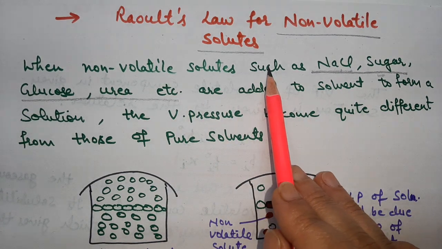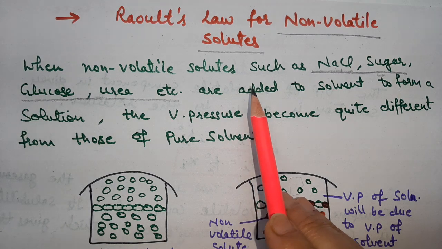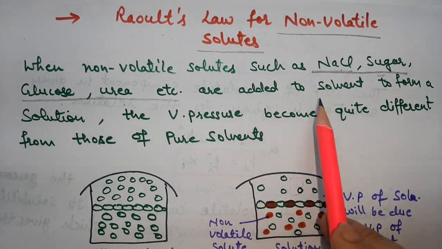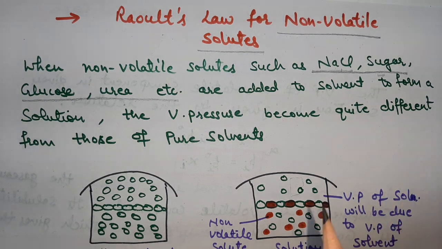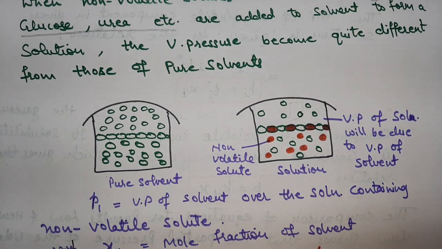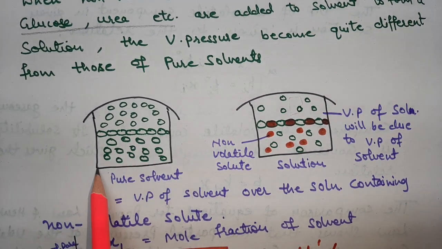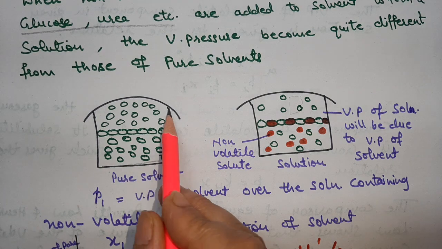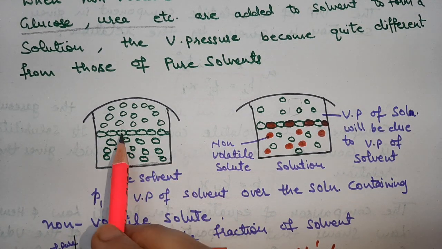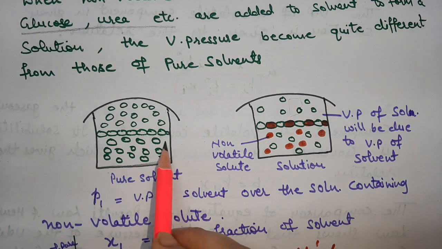So for Raoult's law in such cases, when the solute is non-volatile, the whole vapor pressure of the solution is due to the vapors of the solvent. Now, how does the presence of the non-volatile solute affect the vapor pressure of the pure solvent? Suppose we have this diagram. Diagrammatically I have discussed here, suppose we have this pure liquid.